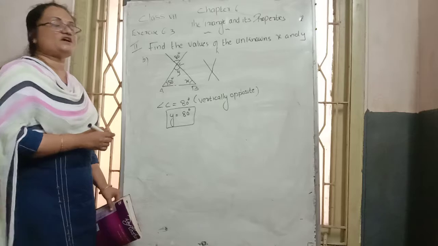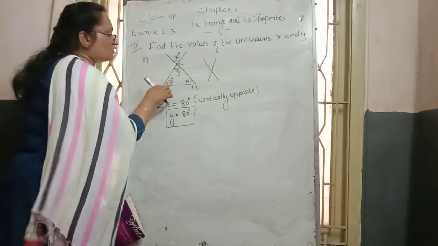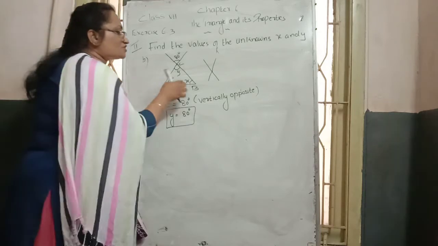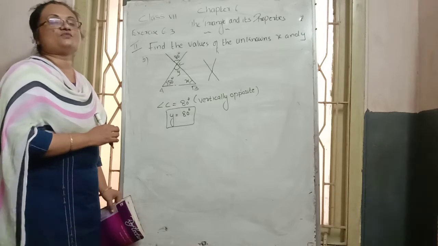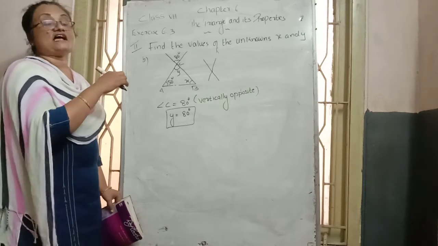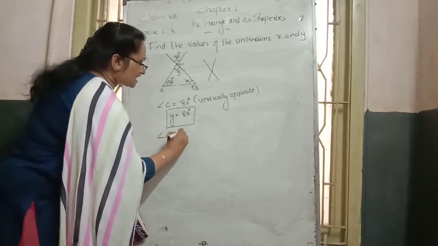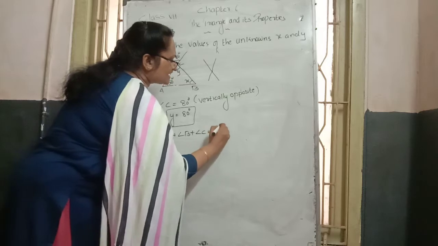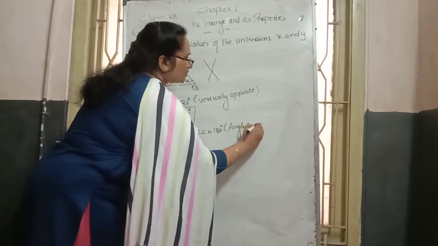X value, how to find out? ABC is a triangle. We know the y value, and another vertex A angle we also know. Which angle is missing? Angle B. When one angle is missing, which property do we apply? The angle sum property of the triangle. Angle A plus angle B plus angle C is equal to 180 degree. Which property is this? Angle sum property.